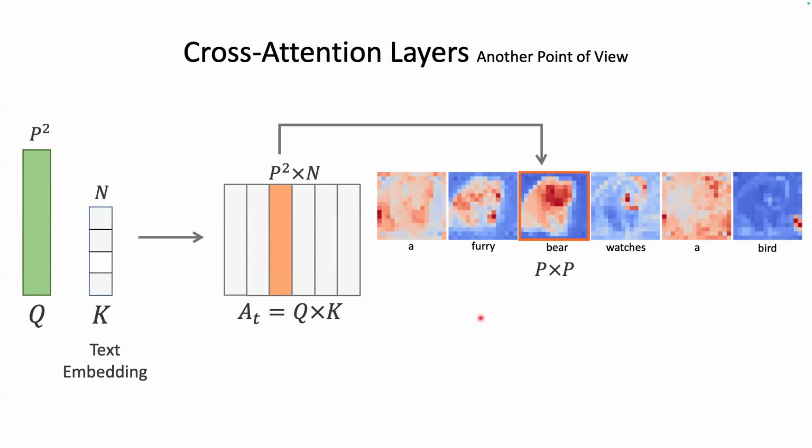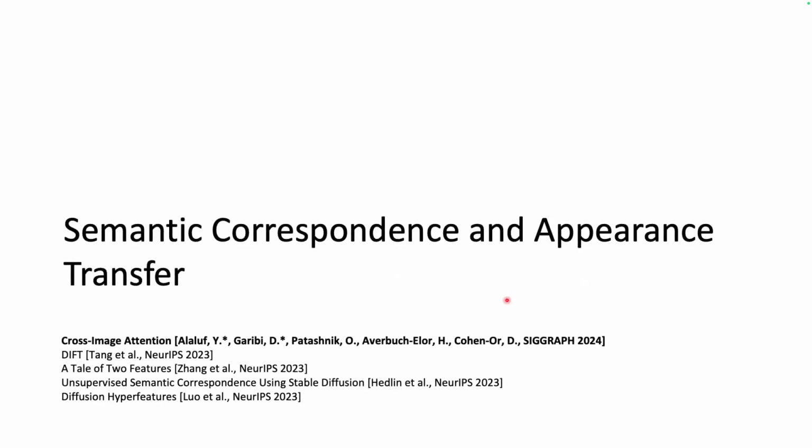Okay, so now I hope that you have some sense of what attention is and its basic definition. And now I'm going to try, at least, to convince you that these layers hold a lot of semantic information which can be used for many types of generative applications. I will start with semantic correspondences and appearance transfer. For each of the topics that I'm going to talk about, I will focus on one or two works, but I also provided here a list of some works that are relevant.